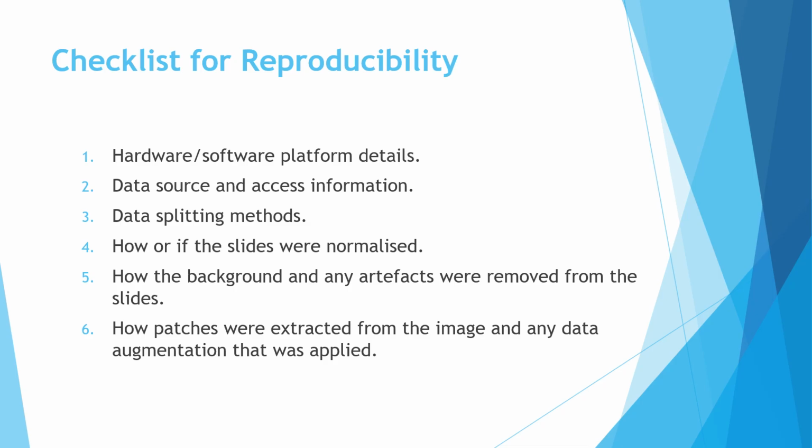The first item is the information related to the hardware and software that were used to train the model. The second and the third is related to the data set, the source of the data, how to access it, and also how the data set was split to the training, validation, and testing sets.